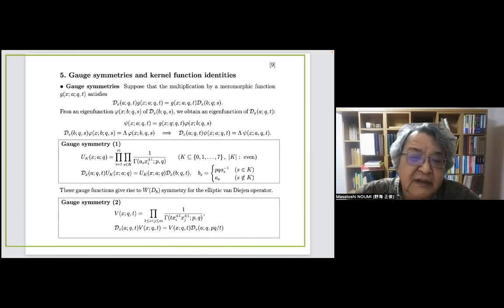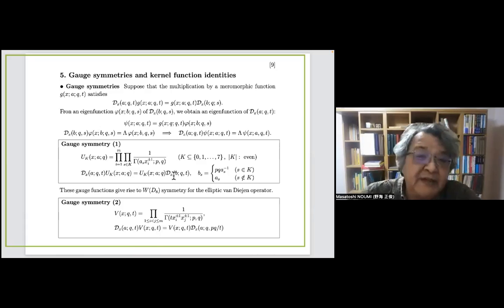In this case also, if this AQT satisfies the ellipticity condition, then the constant function 1 is an eigenfunction of this part. So then this V function is an eigenfunction of this operator with a parameter. That is how eigenfunctions expressed in terms of elliptic gamma functions arise from the gauge symmetry. Okay.